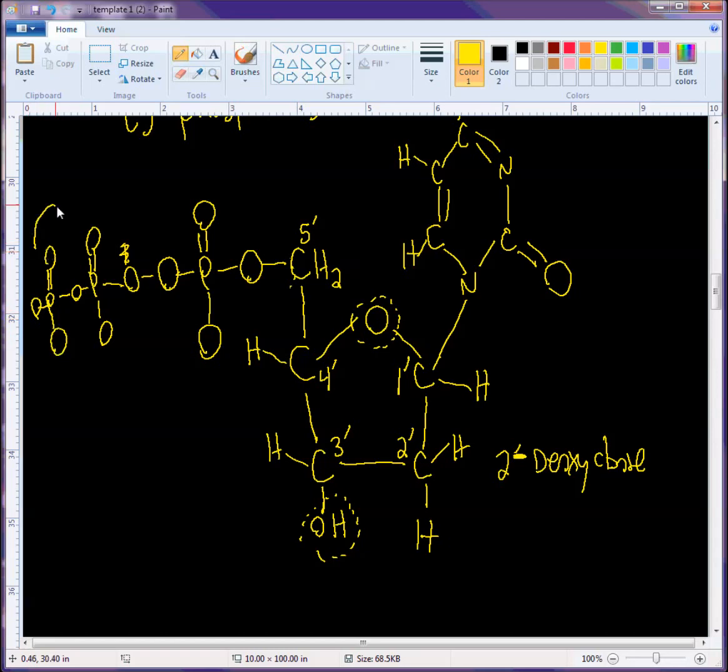Okay, so we have 3 phosphates here, and this is a nucleotide that would be used by polymerase to elongate a single strand of DNA. Well, to replicate DNA, this would be a cytosine nucleotide that would be used by DNA polymerase in that process.